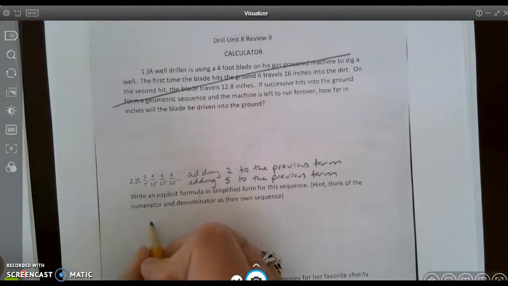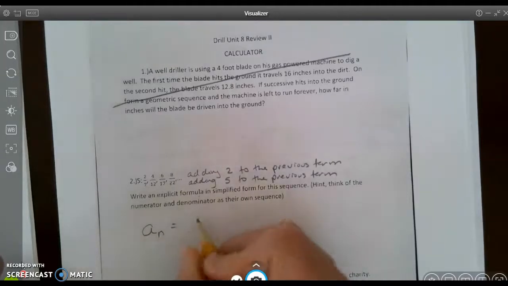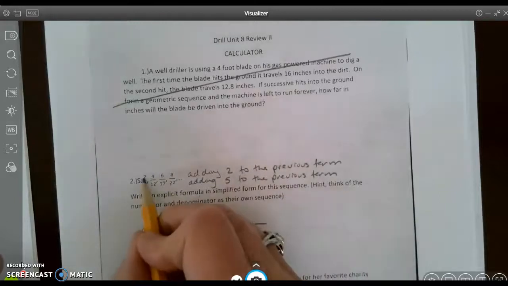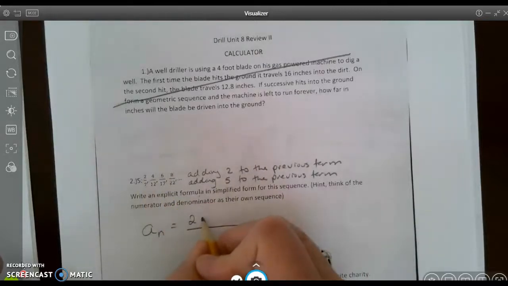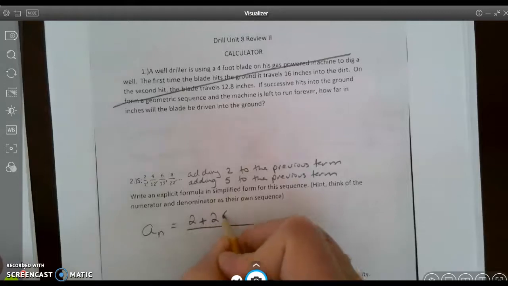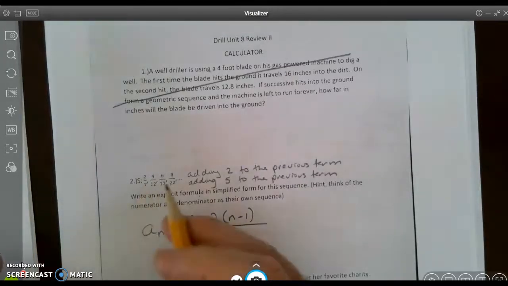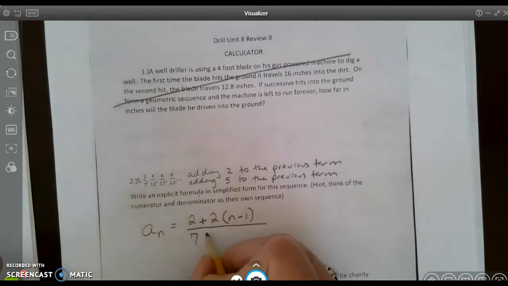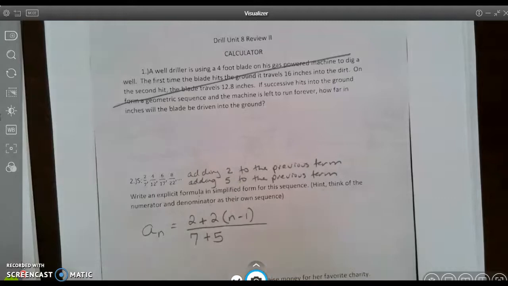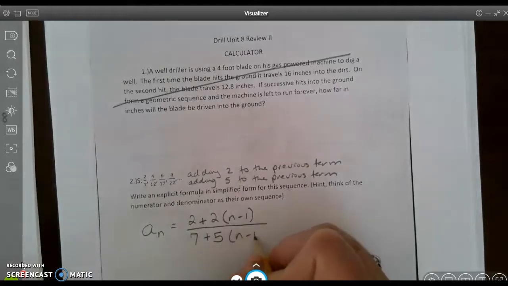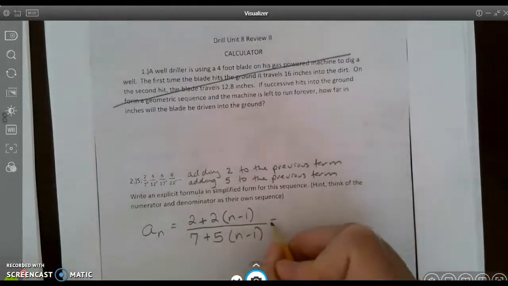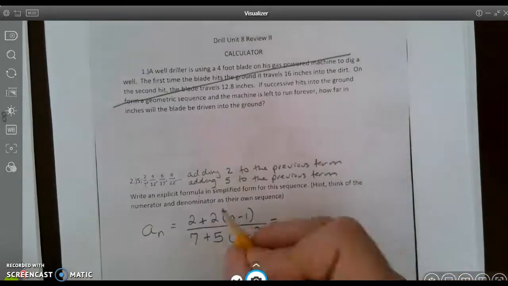So for my formula, I'm going to call it a sub n. The numerator, the first term is 2, and I'm adding 2 n minus 1 times. For the denominator, I'm starting at 7, and I'm adding 5 n minus 1 times. And now I just simply have to simplify these.